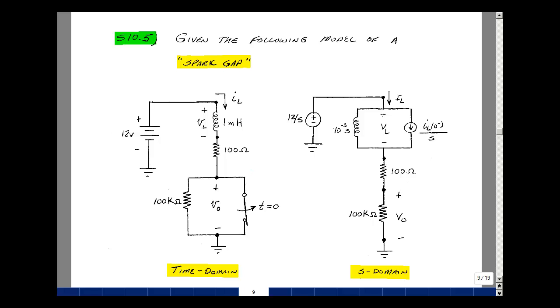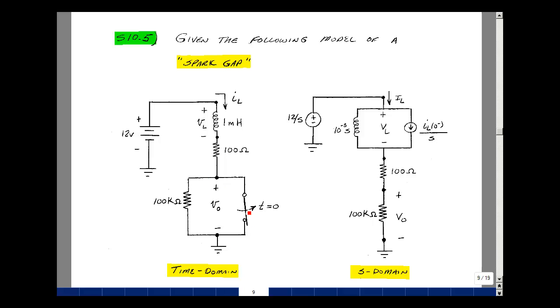The way this works is when the switch is closed, I've got current flowing in this path because the inductor looks like a short circuit in steady state. When you open this switch, the current in the inductor cannot change instantaneously, and so the same value of current will now flow through a very large resistance, creating a very large voltage. And this is how a spark plug works in a car.